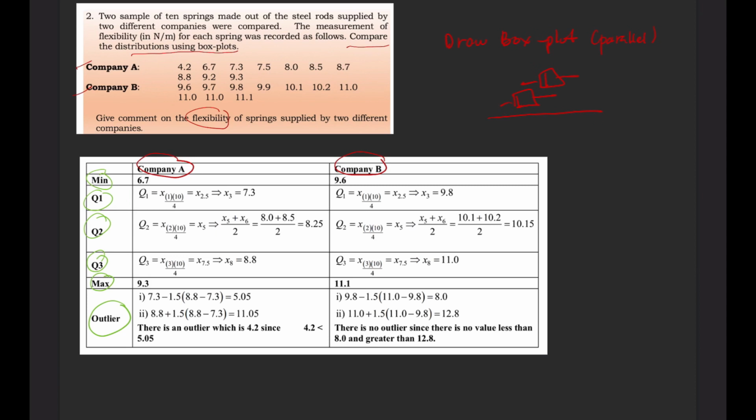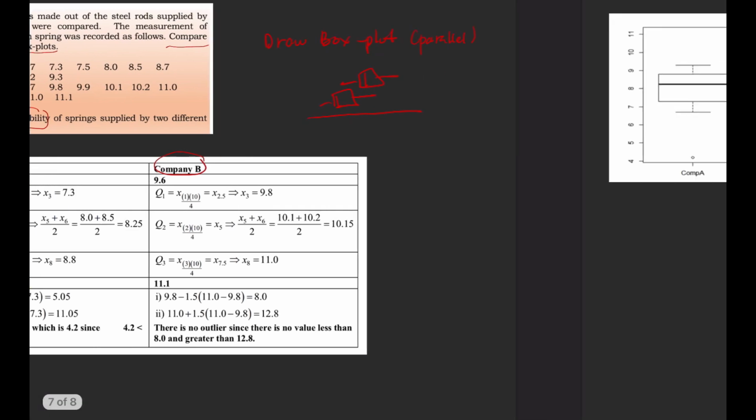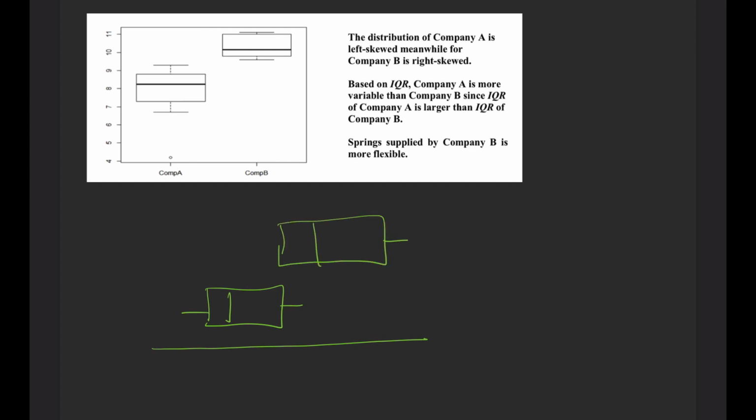After you get all this information, you just draw the box plots on the same axis. You can have it like this, and also you can have it horizontal like this, based on your drawing, and don't forget to label. So here, this one must be Q3, this one is maximum, this one is minimum, Q1, Q2, Q3. The same goes for company B.